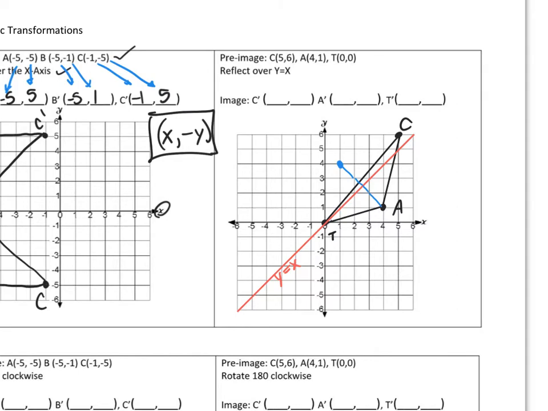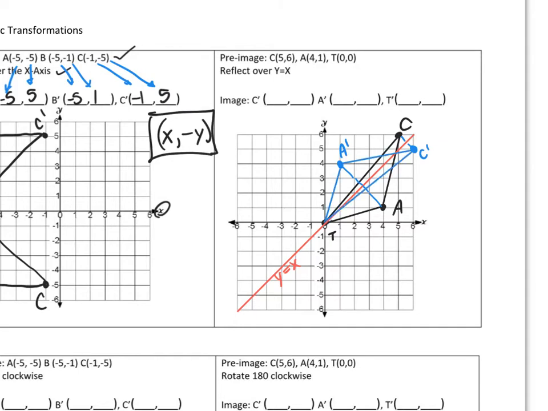And then I see that C is just half of a diagonal above that red line right there, right? So I want to go half a diagonal below it. So here's my new A, and here's my new C. See, it's just all about using that line as your line of symmetry, and then going that distance to the other side.